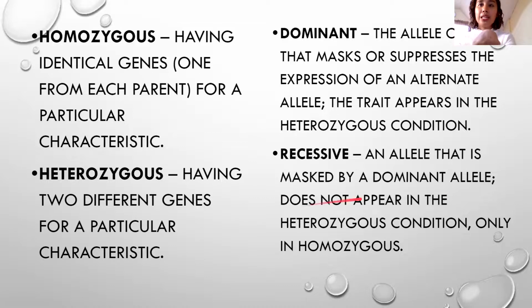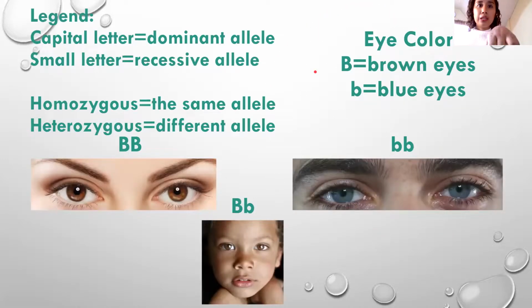An allele that is masked, so recessive, is an allele that is masked by a dominant allele and does not appear in heterozygous condition. Only in homozygous. So pag dominant allele, kahit in the heterozygous form, it is seen. Pero yung recessive, pag heterozygous, hindi nakikita. It's only seen in the homozygous state. Okay.